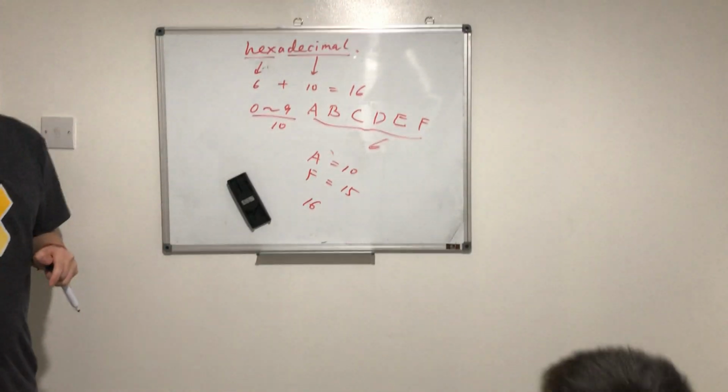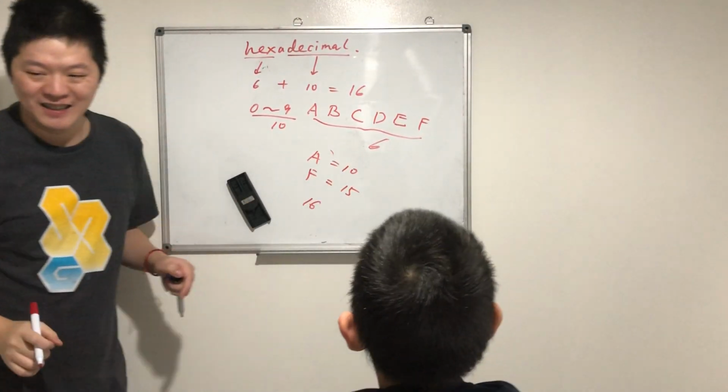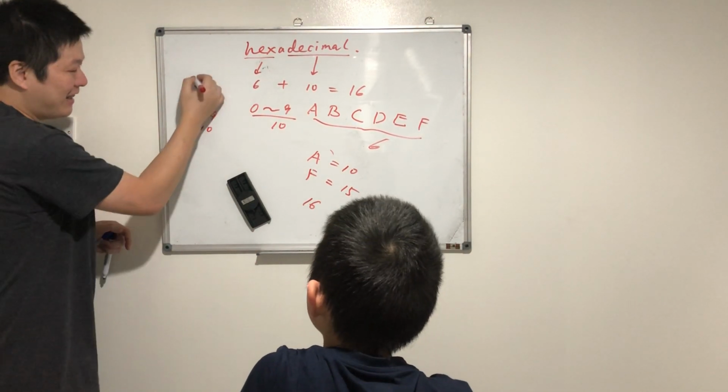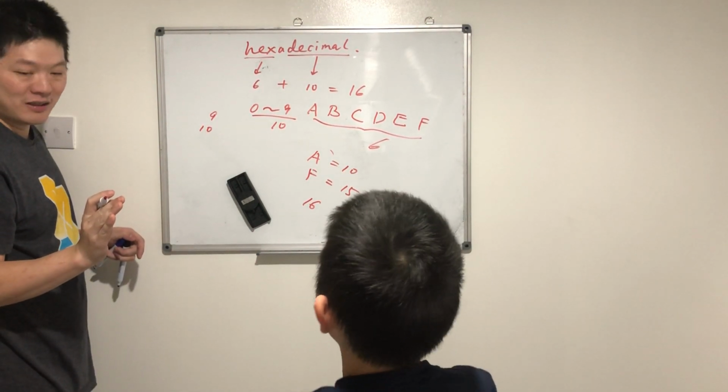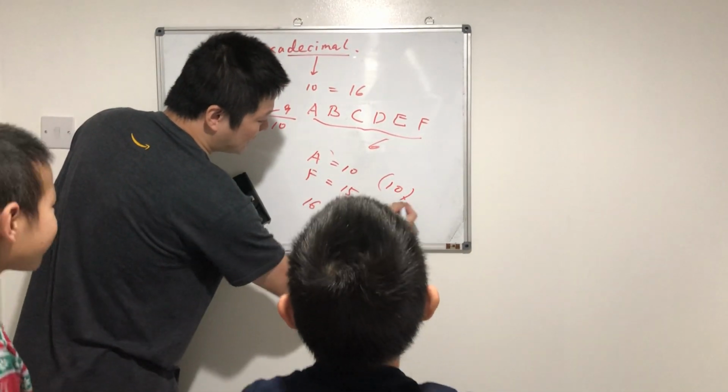G. No, there's no G because we already have this. Remember, after 9 is 10, yeah? No, that's not H. I. 10. Yes, well done. 10. This in hexadecimal is 16.